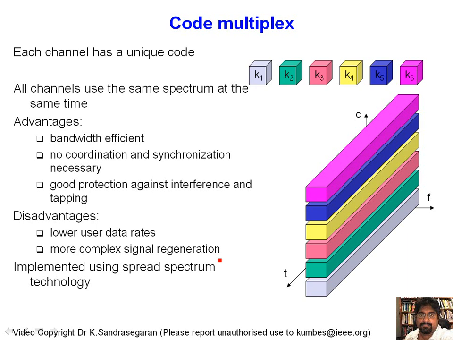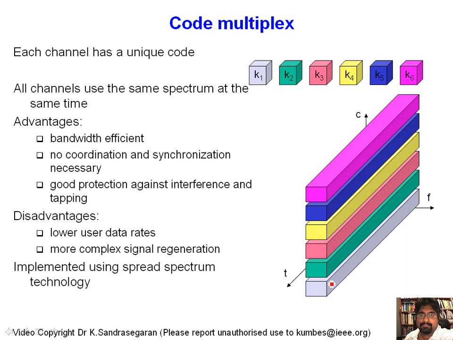So in spread spectrum, each channel or each user transmits at the same frequency and at the same time, but each user is allocated a different code. One of the things that we have to ensure here is that the codes allocated to users have a mathematical property called orthogonality, and we'll talk a little bit more about that later on.